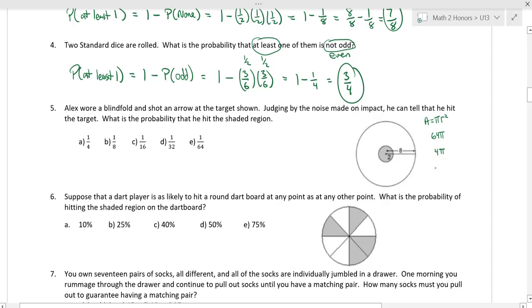And so the answer is going to be the small area over the large area, reduced. You divide by pi, and divide top and bottom by 4, and we get 1/16.